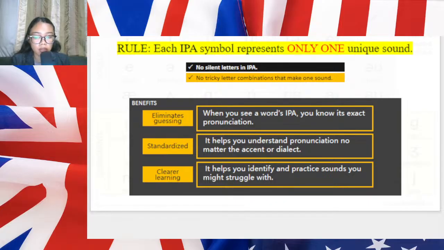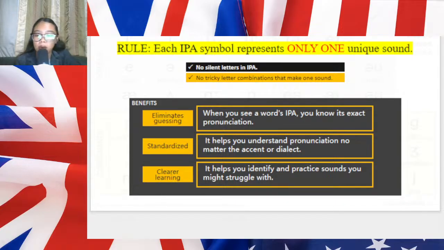It's also for clear learning. It helps you identify and practice sounds you might struggle with. Instead of just hearing a word and trying to imitate, the IPA allows you to break a word down into its individual sounds, which gives you a clear target for practice. If you find the TH sound difficult, you can focus on its specific IPA symbol and practice that one sound, because the TH in spelling has two different sounds. First is the voiced, and the second is the voiceless. But we're going to delve deeper into that later in our sessions.